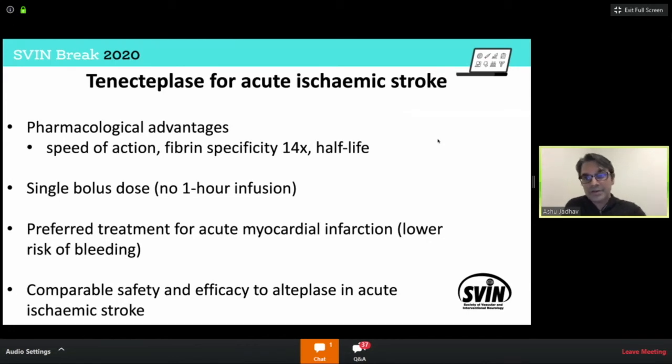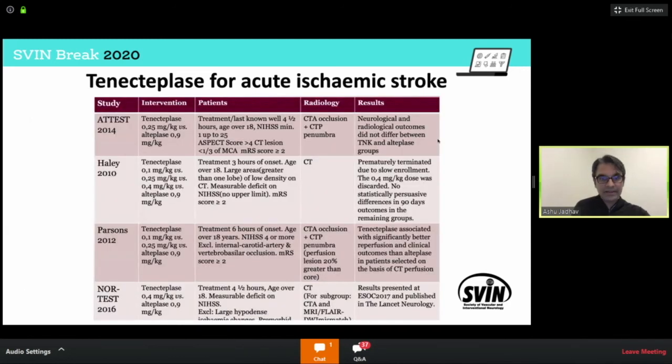We have some centers in our network, at least, where they're very anxious about losing a patient and the pump that goes with the TPA. So with the bolus, you have that additional advantage. And again, it's being used more and more for acute MI, where they're seeing lower risk of bleeding. And all the data so far, at least in acute ischemic stroke, suggests that it has a comparable safety and efficacy to alteplase and TPA.